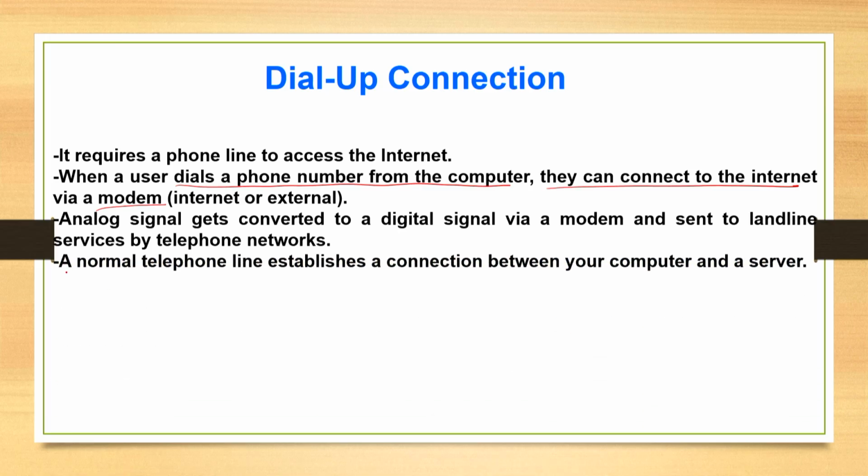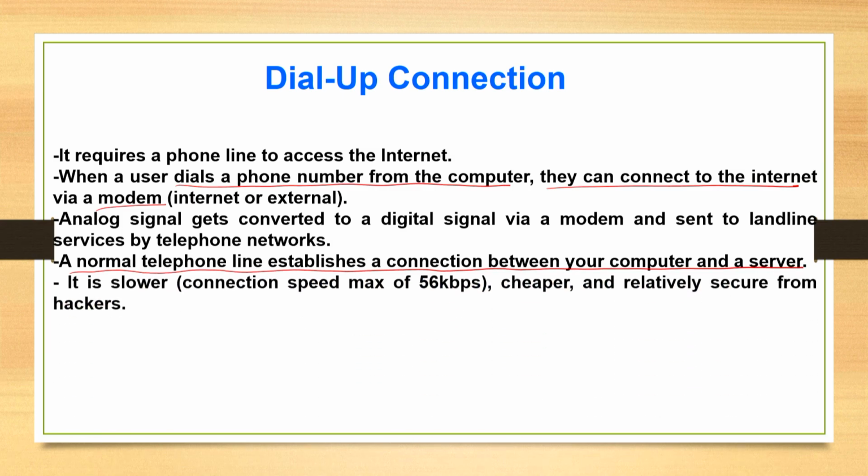A normal telephone line establishes a connection between your computer and a server. Because of this, it is slower. Slower means its connection speed is maximum up to 56 kbps, and it's cheaper and relatively secure from hackers.